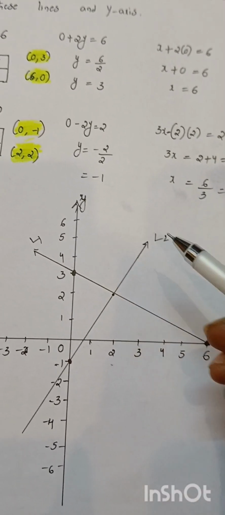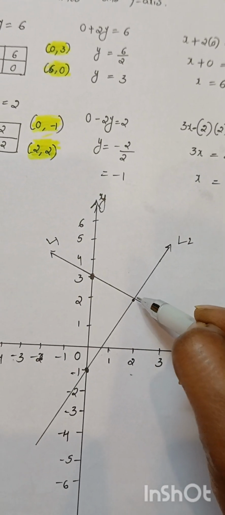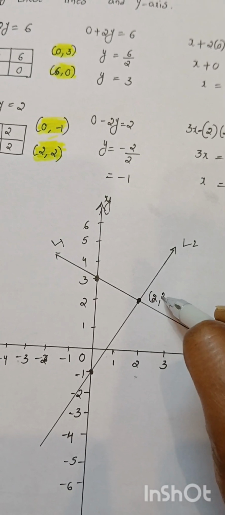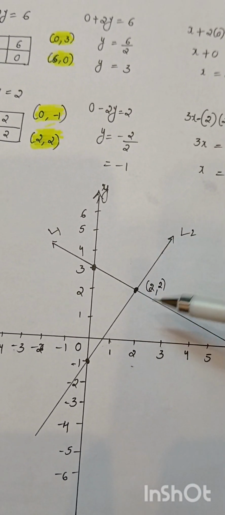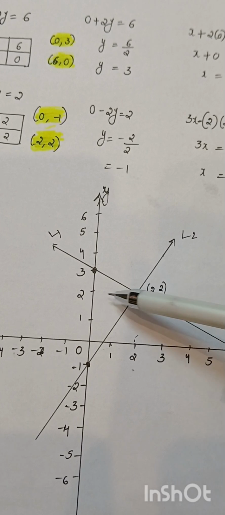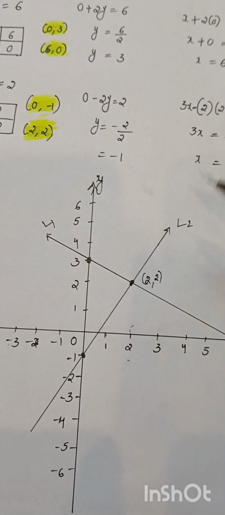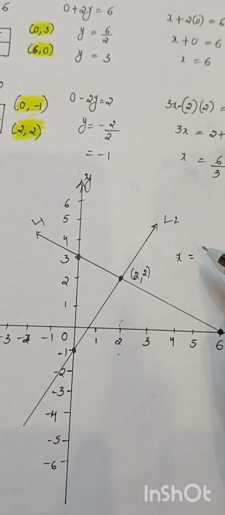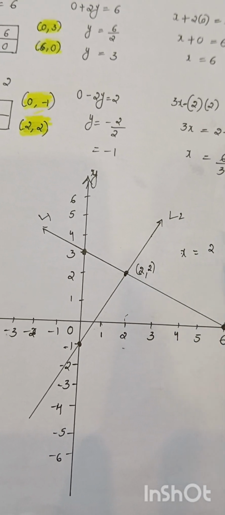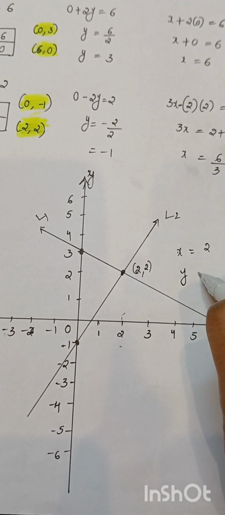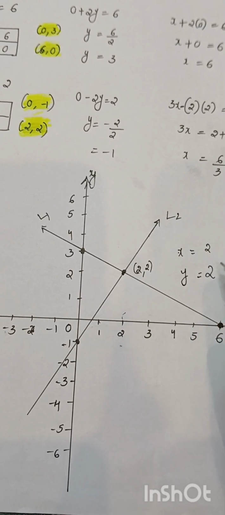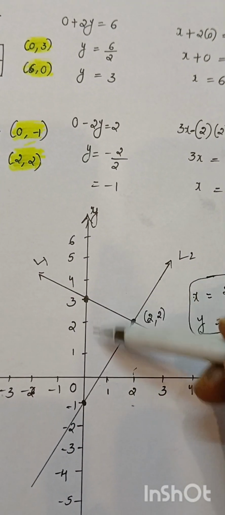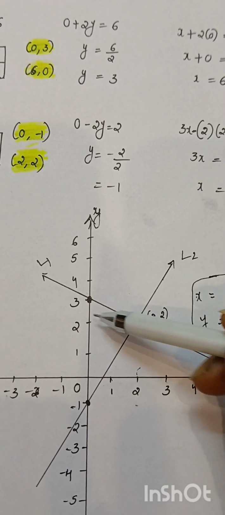These two lines intersect at this point. The coordinates are (2, 2): x coordinate is 2 and y coordinate is 2. This is the solution. We got x as 2 and y as 2. And the question is to find the coordinates of the vertices of the triangle formed on the y-axis.